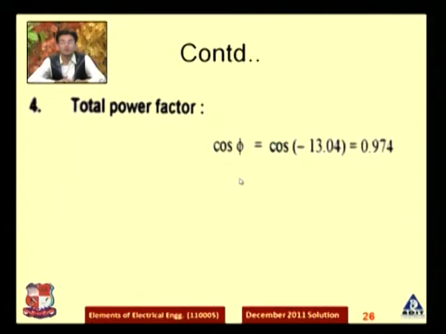Now to find out the total power factor, that is cos phi, you can take the total angle, or you can say the resultant angle of the two parallel branches. So cos phi is equal to cos of minus 13.04. So it is 0.974.